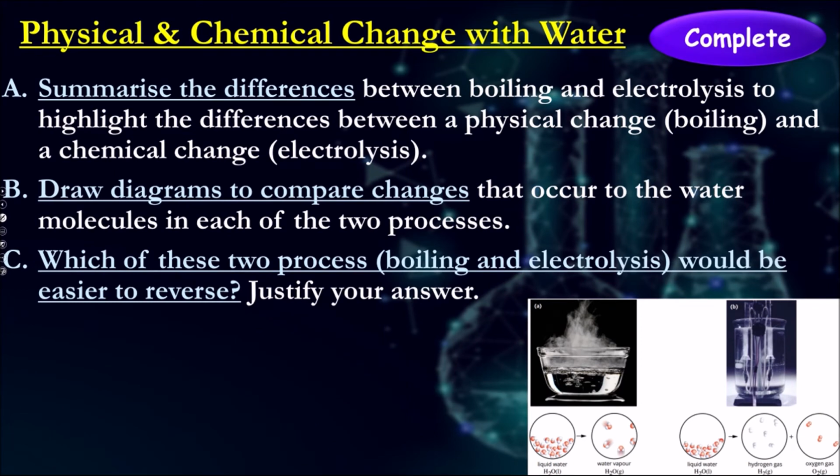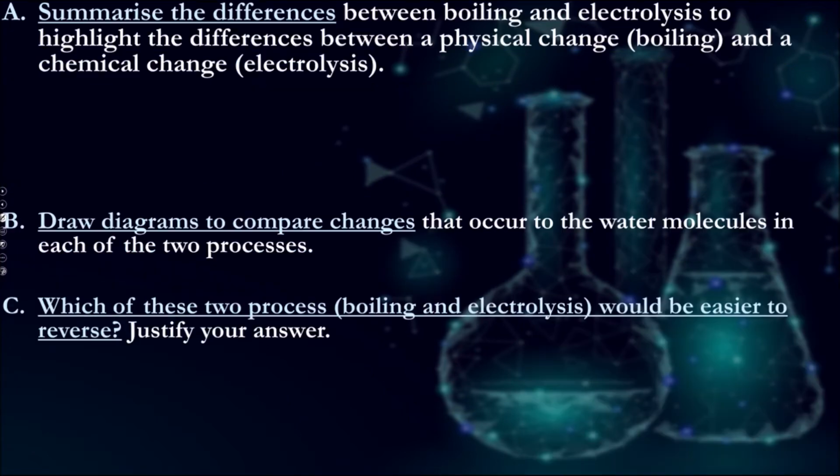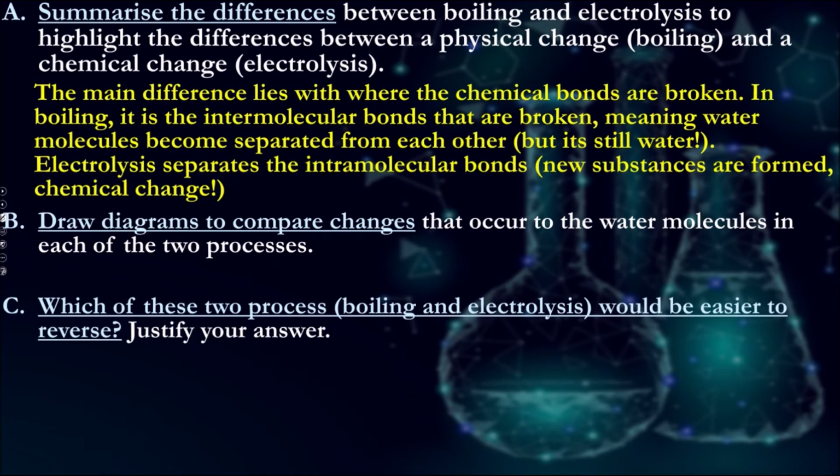The next topic is physical and chemical change with water, and what's actually occurring. So let's try and complete some of these questions. Question 1 says, summarize the difference between boiling and electrolysis to highlight the difference between a physical change and a chemical change. Well, we know the main difference lies with where the chemical bonds are broken. So in boiling, it's the intermolecular bonds that we are breaking, meaning that water molecules just separate from each other, but it's still water.